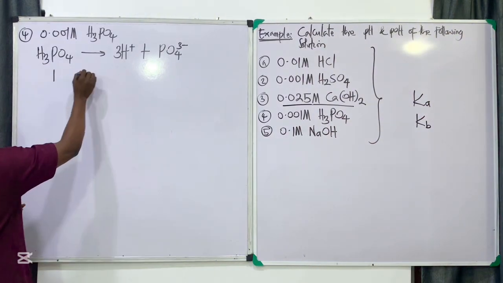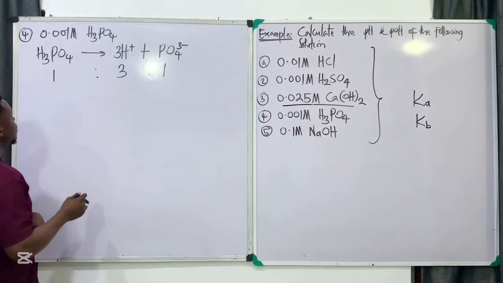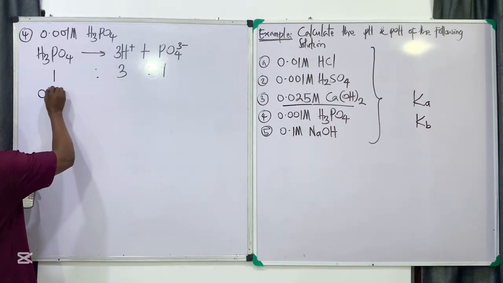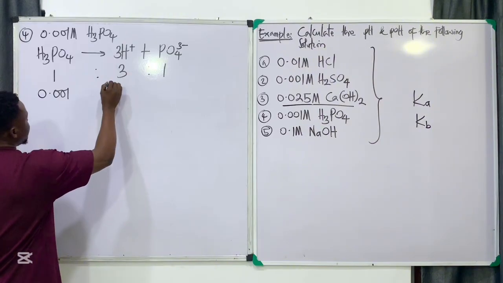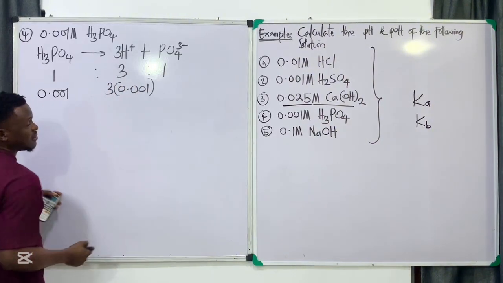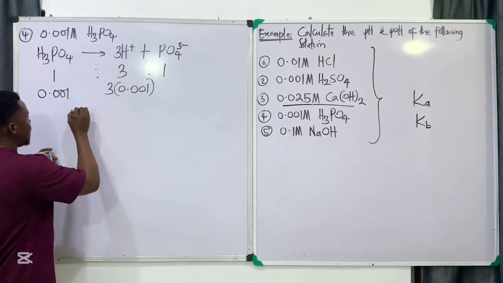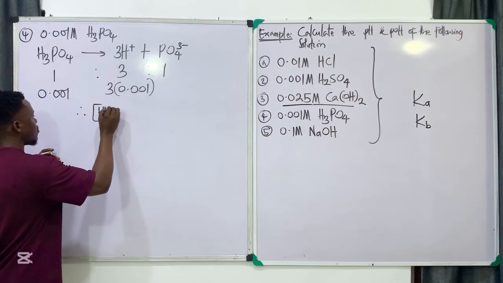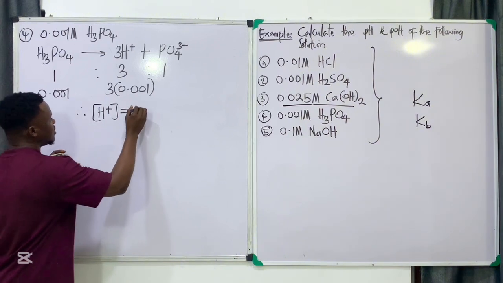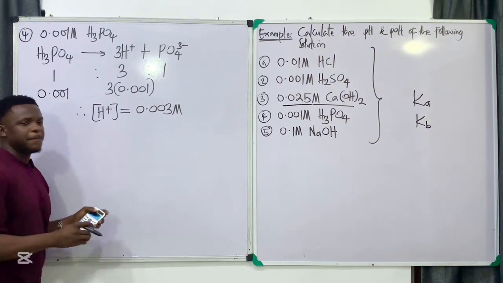So this is 1:3:1. So if here is 0.001, here is going to be 3 times this, because the ratio is 1:3. So therefore, our H plus is 0.003 molar.